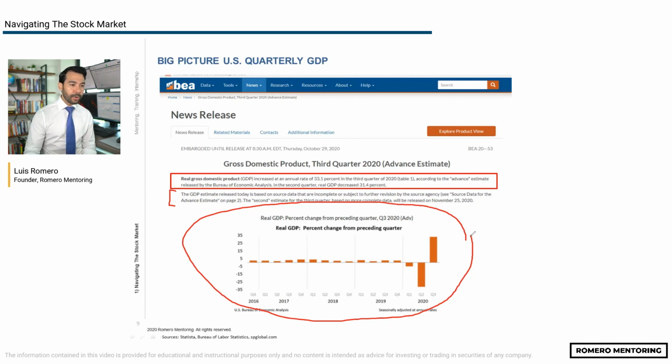In the third quarter, GDP grew by 33.1%. And in the second quarter, GDP declined 31.4%. Use this information during your interview when someone asks you, what do you think about the economy? Is it recovering? Is it declining? What's your view on it? Well, now you have the data to support that.